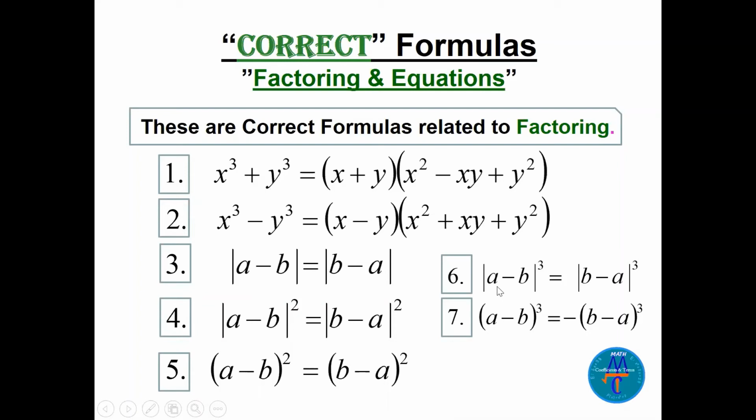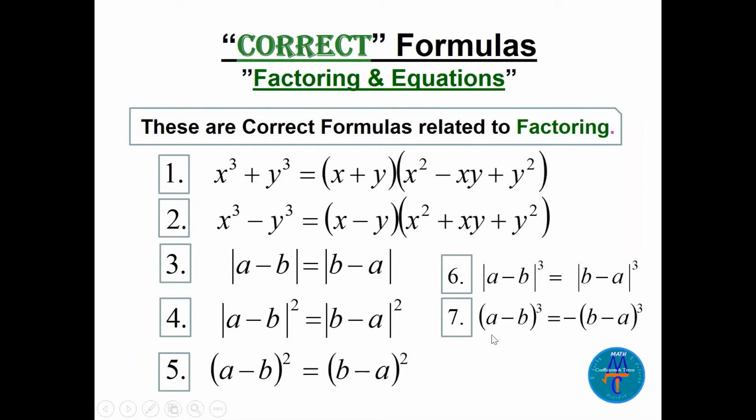But look in the cube here, number 6 and 7, they are a little tricky. A minus B all cubed is equal to B minus A all cubed. You can switch A minus B, B minus A, if you have absolute value, that means there's a minus 1 in the middle here. Absolute value of minus 1 becomes plus 1. But when we have brackets here, number 7, just number 7, it is a little tricky. We will see an example on that.